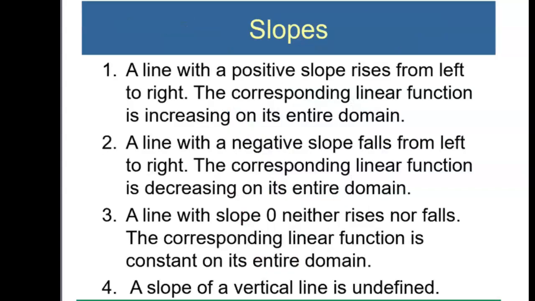In summary, these are some facts that we've discussed about slope. All right, a line with a positive slope rises from left to right. A line with a negative slope falls from left to right. A slope of 0 is true for a constant function. Okay, y equals some number. And then the slope of a vertical line is undefined.